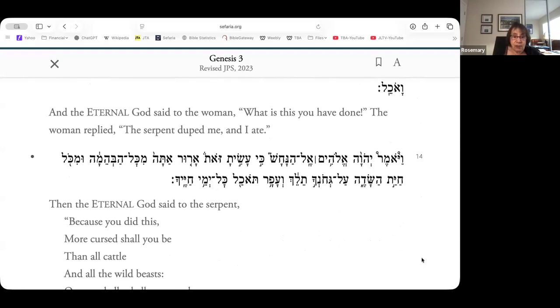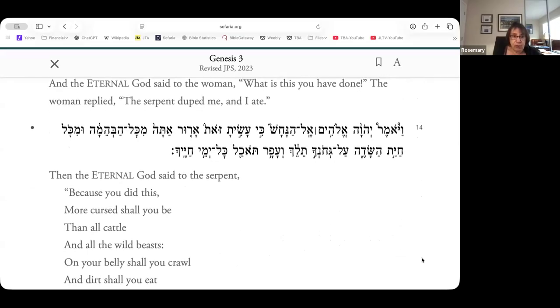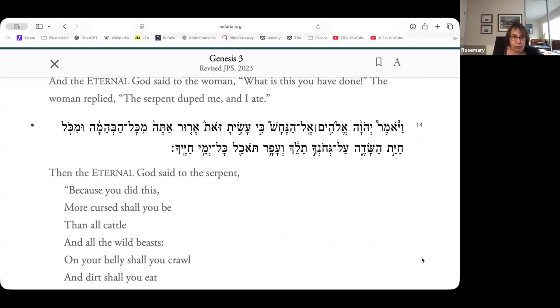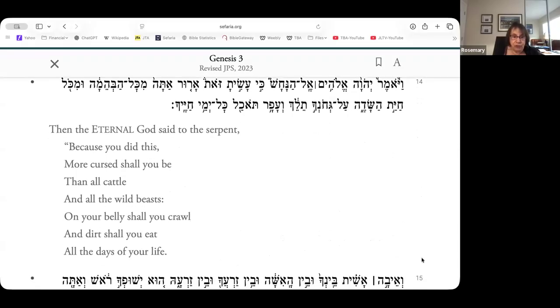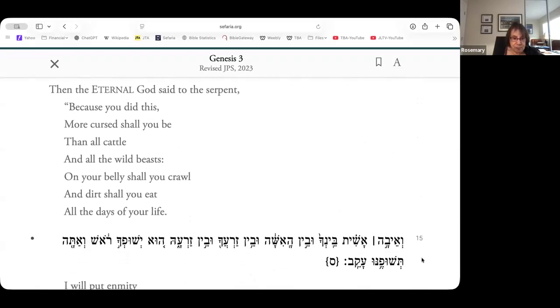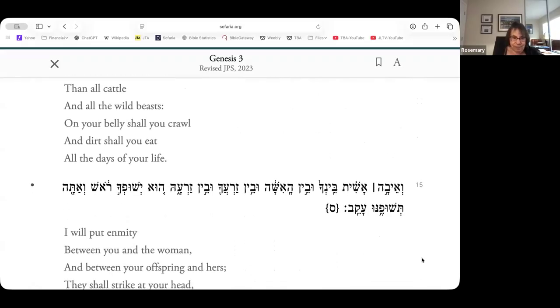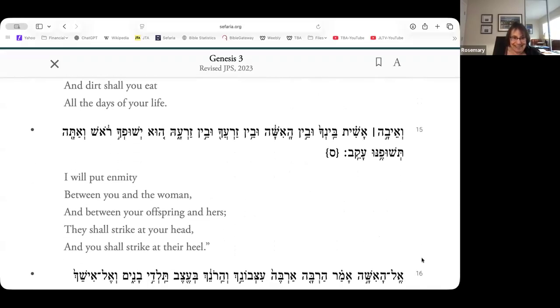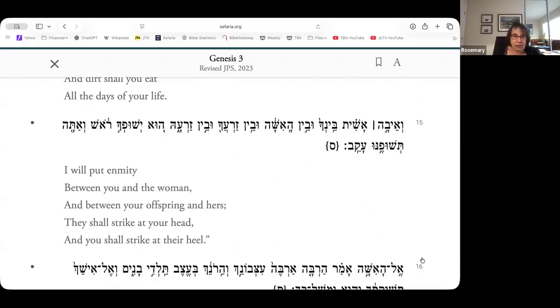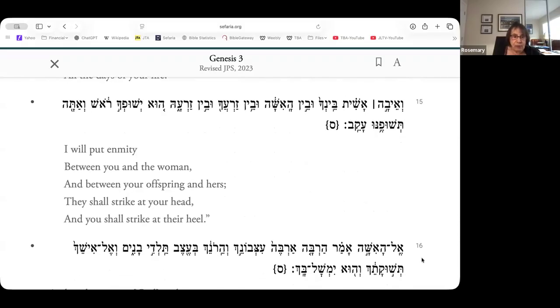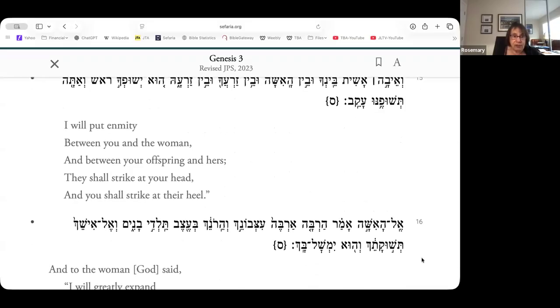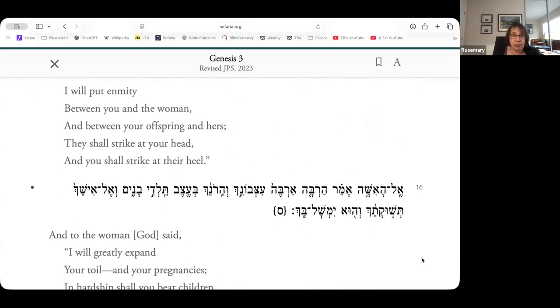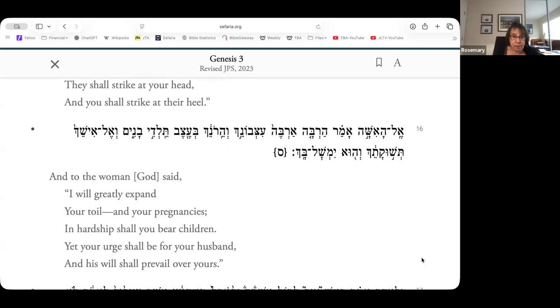Then the eternal God said to the serpent, "Because you did this, more cursed shall you be than all the cattle and all the wild beasts. On your belly shall you crawl, and dirt shall you eat. All the days of your life, I will put enmity between you and the woman, and between your offspring and hers. They shall strike at your head, and you shall strike at their heel."